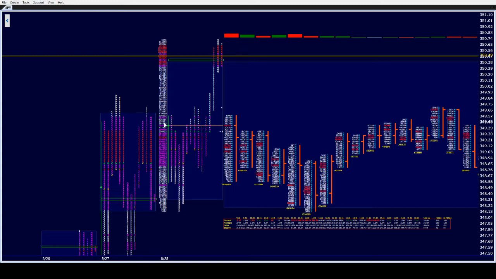G, we finally got above M's high. Stopped at L's high from yesterday. Took a short. It was a rotational day at the time. Took it back to POC. That was the 350 puts. And the POC at that time was down here, not all the way up here. So that was a good trade.